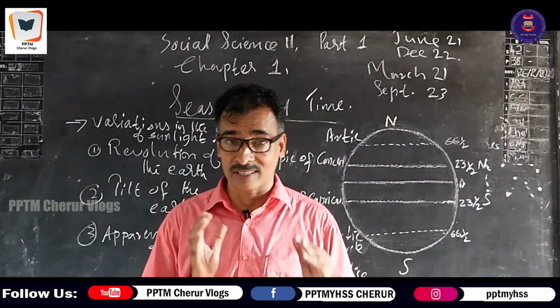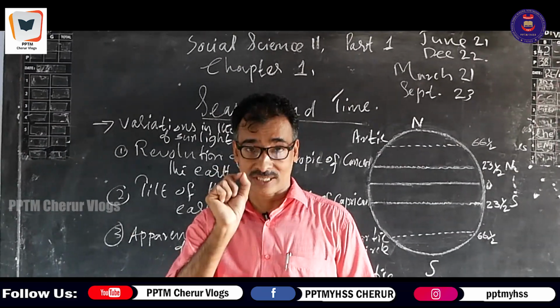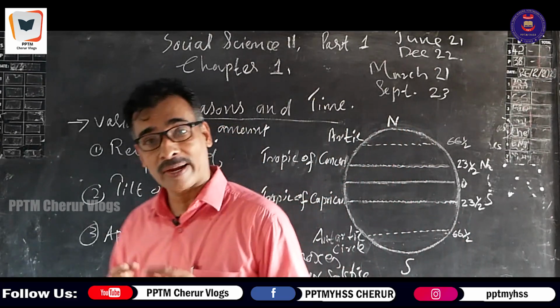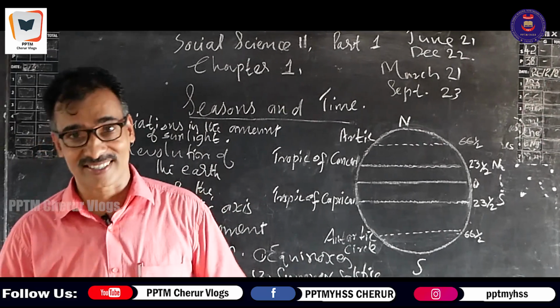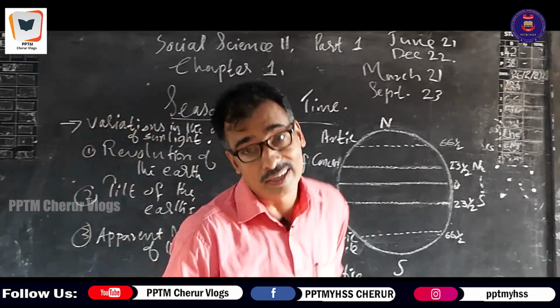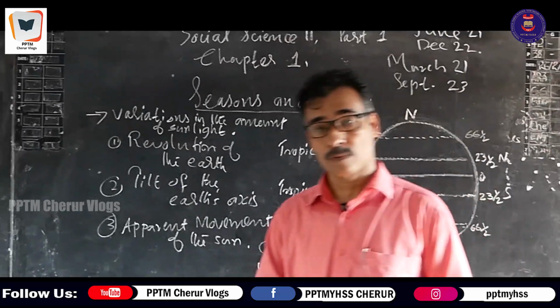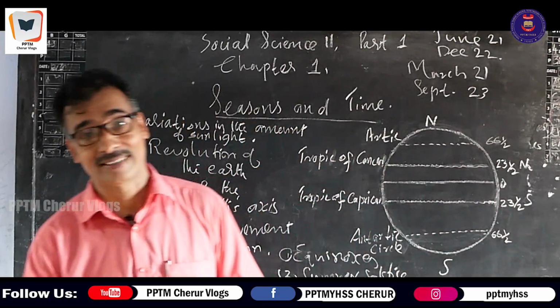With respect to apparent movement of the sun, you need to understand one more term. That term is parallelism of the earth's axis. What's that? Parallelism of the earth's axis. Let us see what is meant by parallelism of the earth's axis.